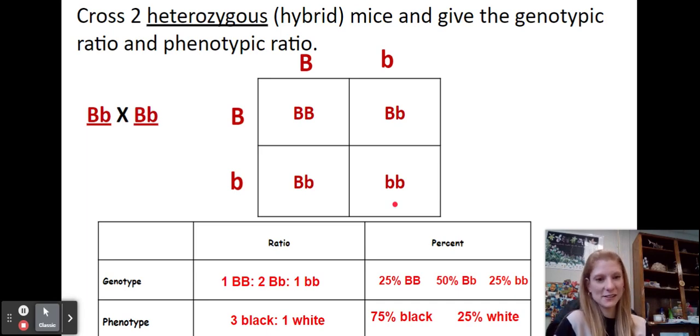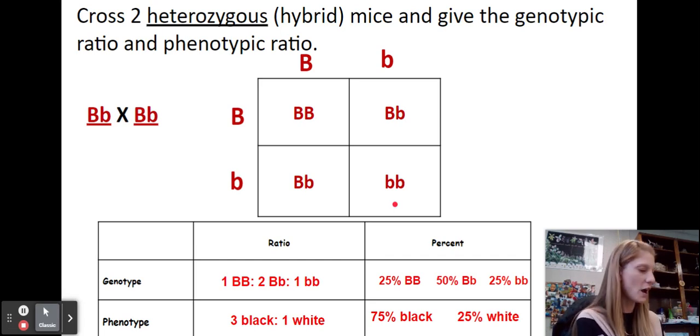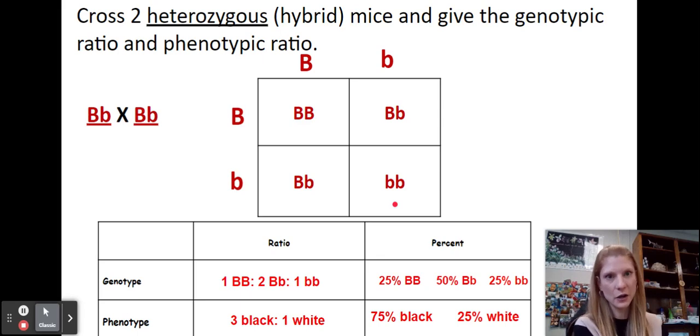And this is where I'm going to stop for our video. However, there are a couple more examples. I'd like you to try the next one on your own. We're going to assume that for plant height, we're going to use capital T for tall, dominant, and lowercase t for the recessive form, which is short. So try that next one on your own. Give me the ratios, and then call me over when you're finished, and I'll check it.